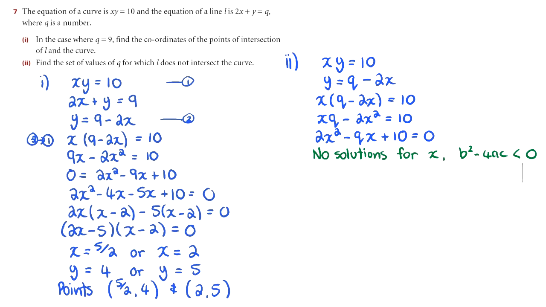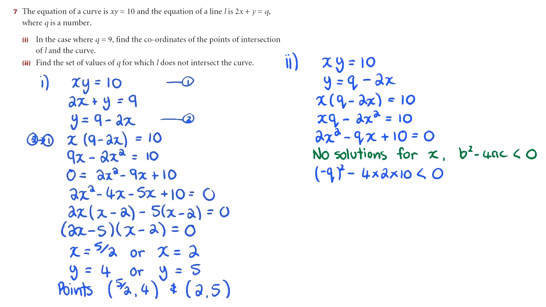We look at the equation and say b squared, well, b is negative q, so negative q squared minus 4 times a is 2, times c is 10, is less than 0. And we have to solve that. Well, negative q squared is just going to be q squared. We can actually do that.